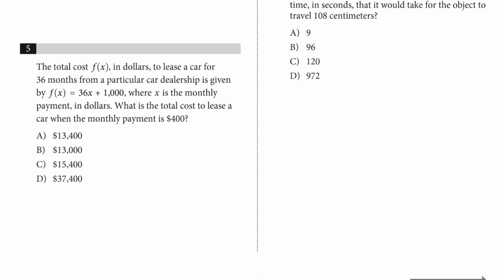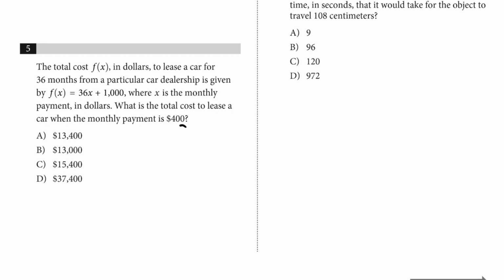Number 5. The total cost f of x in dollars to lease a car for 36 months from a particular car dealership is given by f of x equals 36 times x plus 1,000, where x is the monthly payment in dollars. What is the total cost to lease a car when the monthly payment is $400?